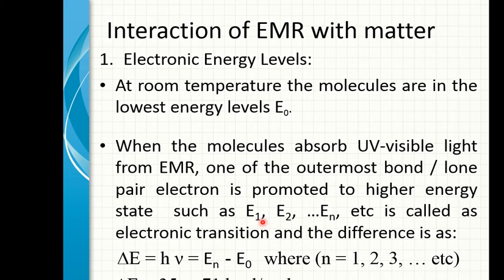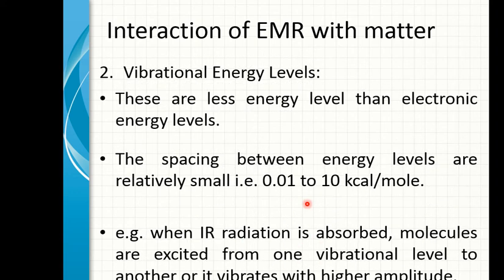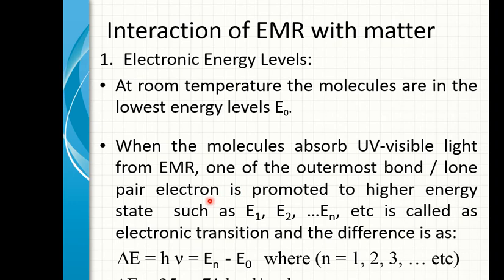So when the sample is in E0, E0 is the lowest energy level. There is no energy. So when we introduce the electromagnetic radiation to the sample, this sample absorbs energy, and the sample transfers from energy 0 to energy 1. This is called electronic transition.